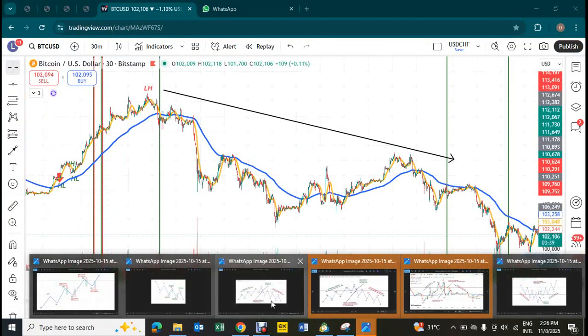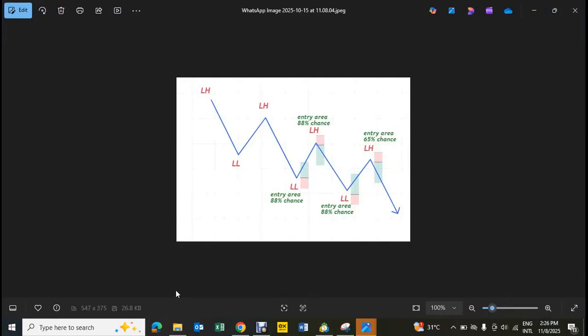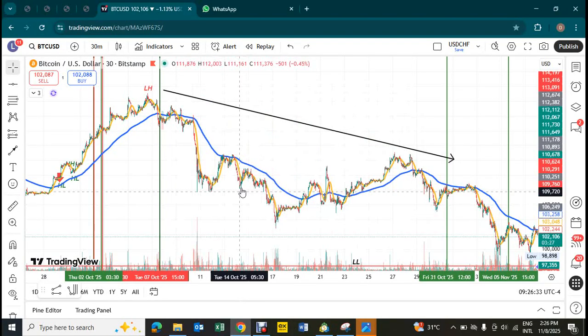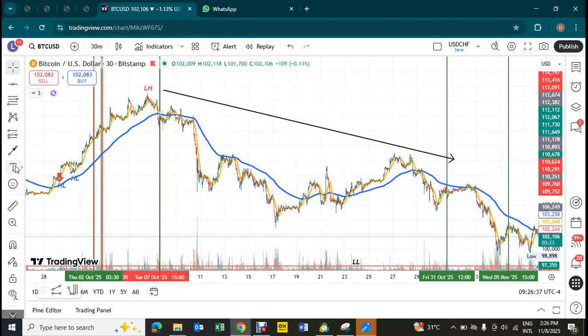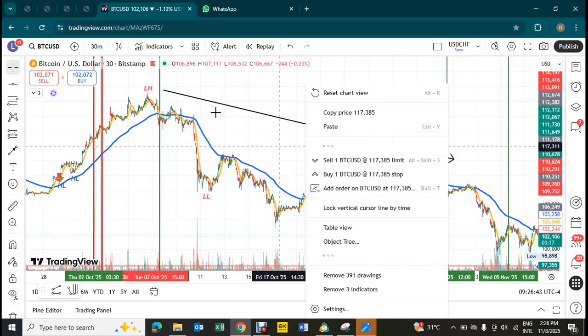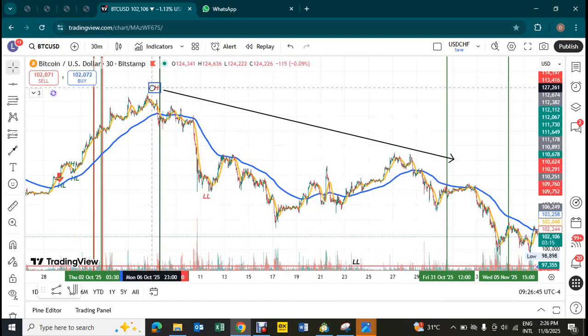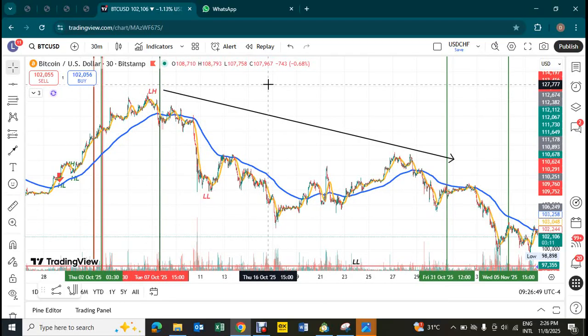Let me go back here so we can see it. We have a lower high up, right? So we should be expecting a lower low down, right? So now back to the chart. We're going to be having a lower low here because it's down, right? LL. Now this is where our Fibonacci retracement tool needs to come into play.